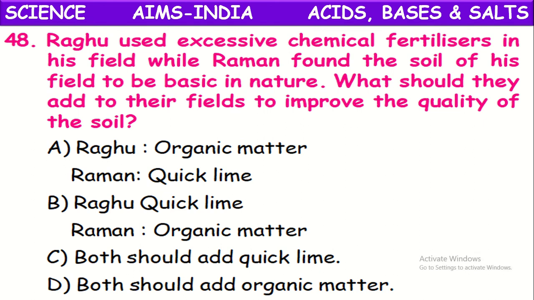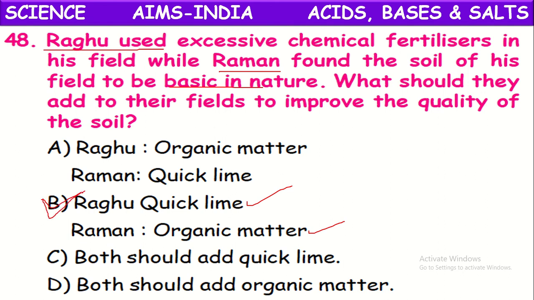Next. Raghu used excessive chemical fertilizers in his field while Raman found the soil of his field to be basic in nature. What should they add to their field to improve the quality of the soil? Raghu's farm has excessive fertilizers, so it is acidic. So they have to add some basic substances like quicklime. Raman's soil is basic in nature. So to avoid this basic nature, they have to add some organic matter which contains some acidic substances. So this will be the correct answer.